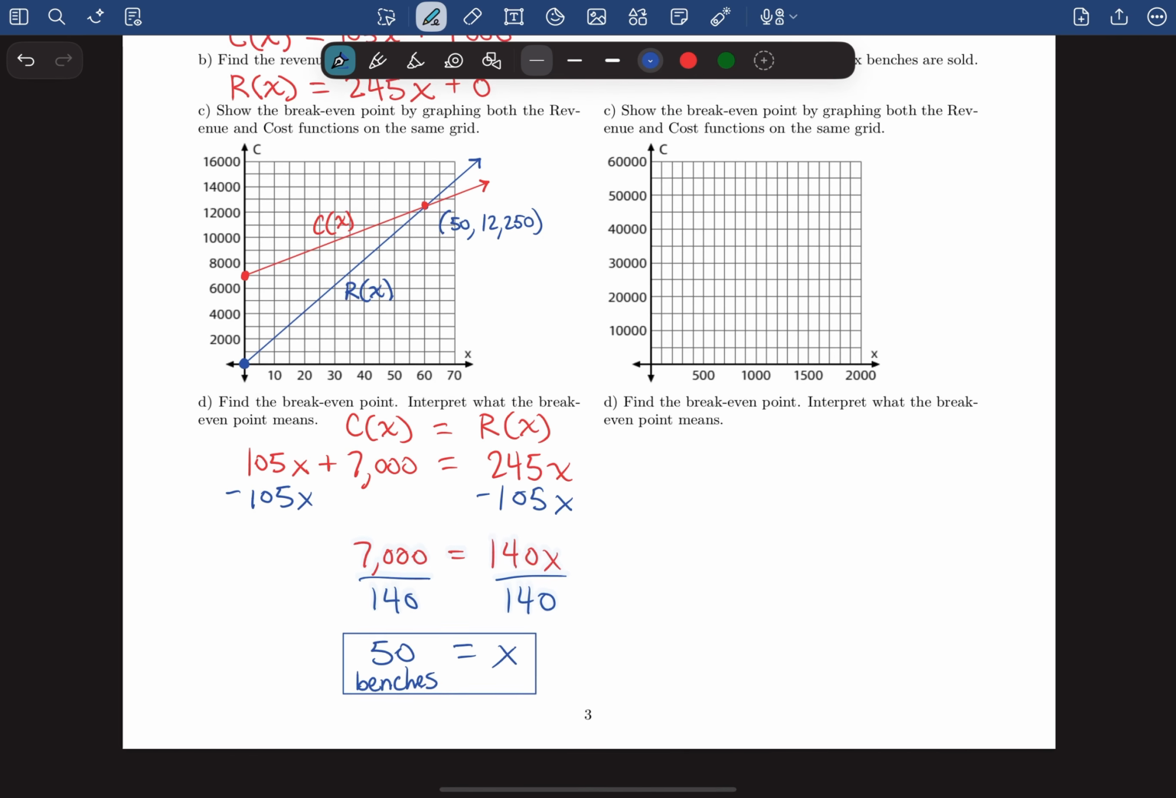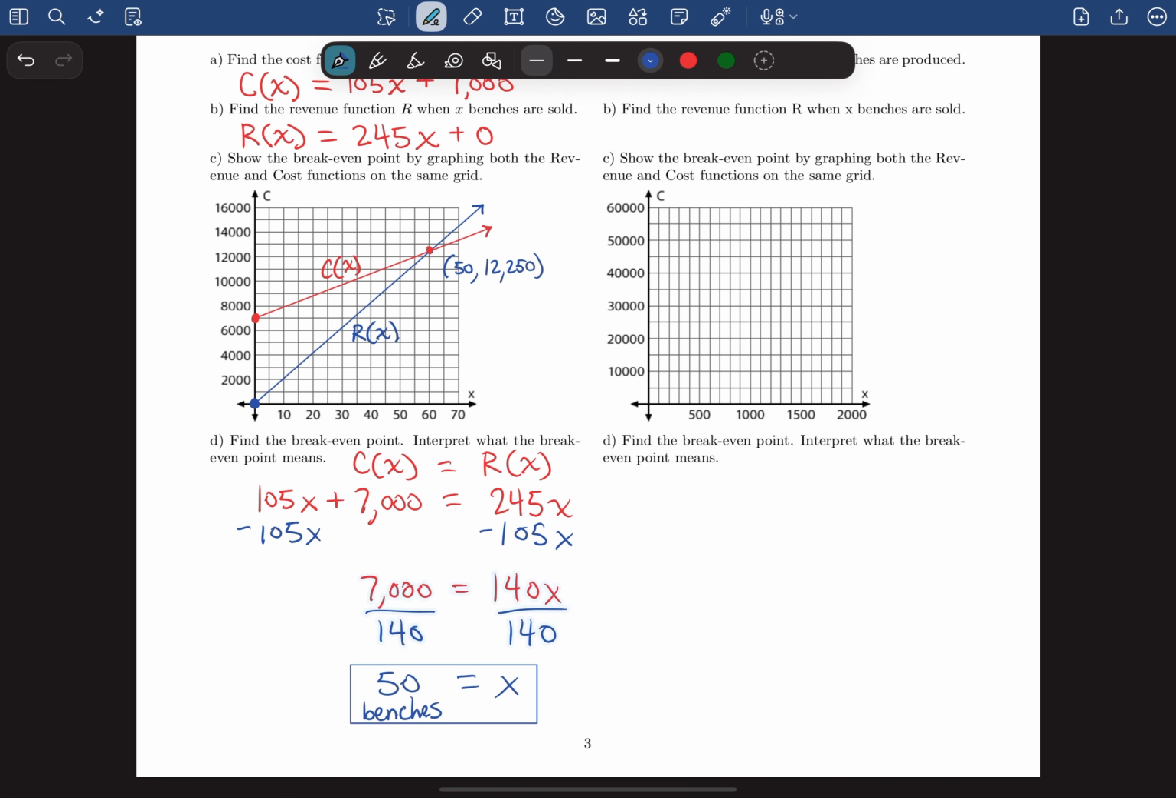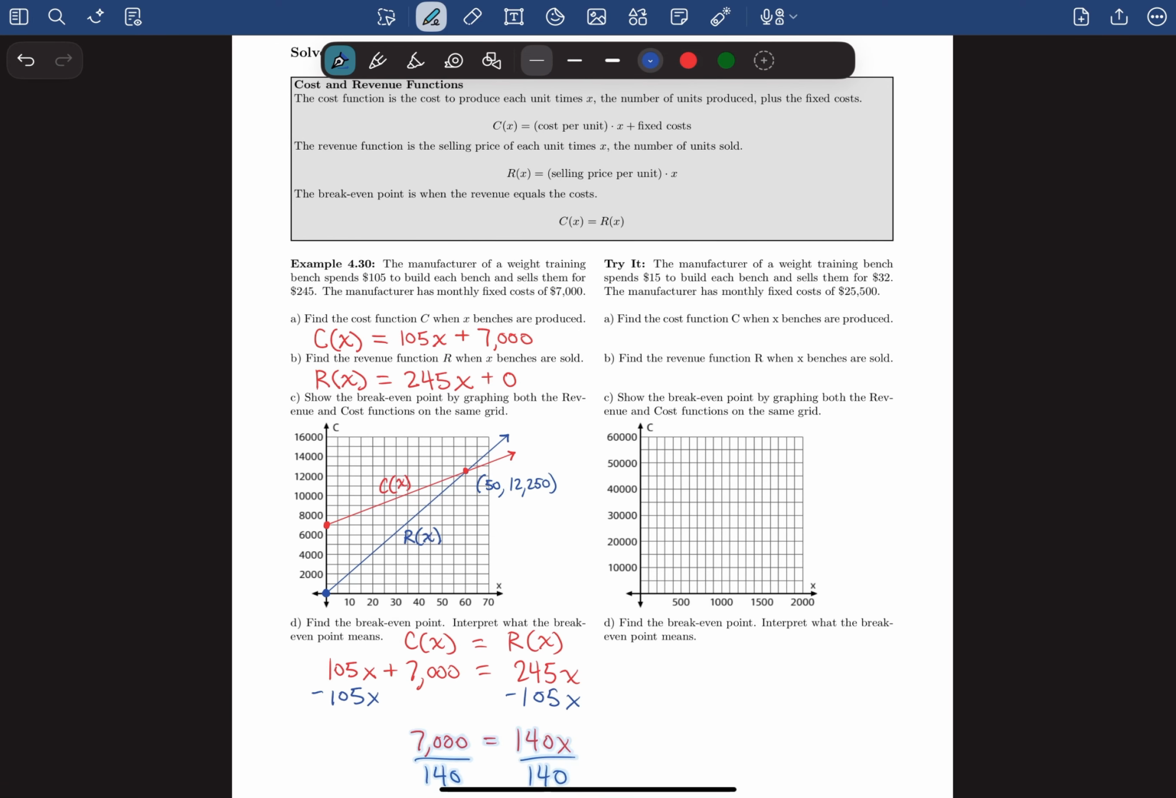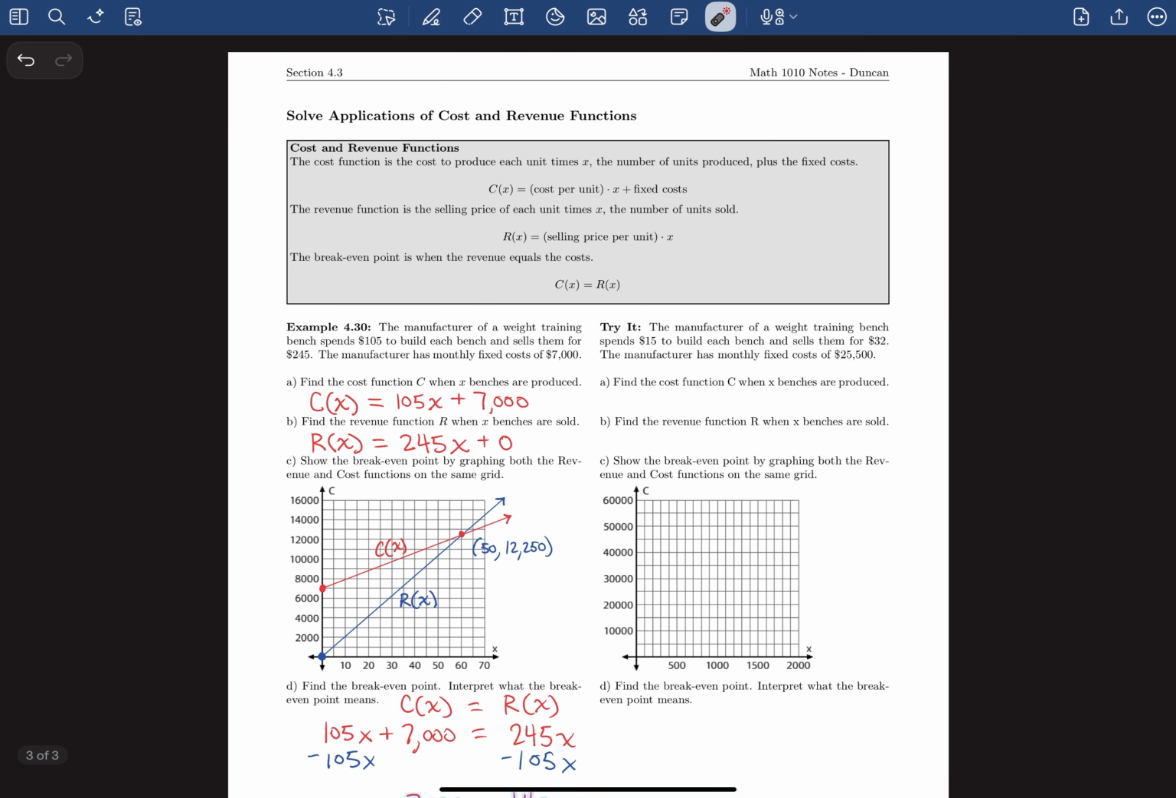All right, well, this has been lesson 4.3, which is the grand finale of our lessons regarding systems of equations. And we had an extra little piece that we learned here at the end, the cost and revenue functions, which are critical functions for when we're dealing with business.